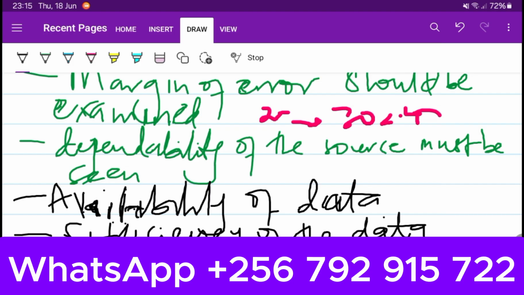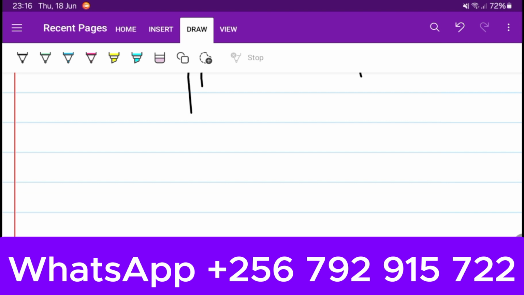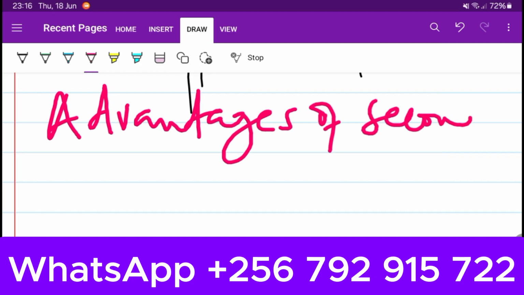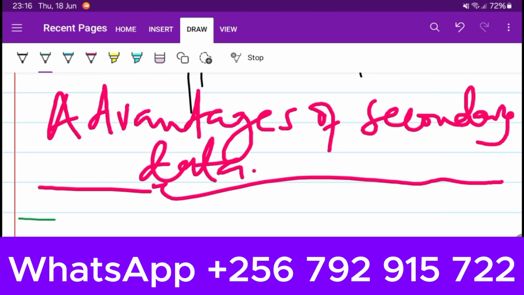So let's now look at the advantages. Let's look at the advantages of secondary data. The first one that we can talk about is it's economical. That one we talked about, it's economical.